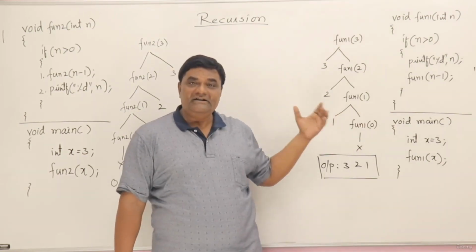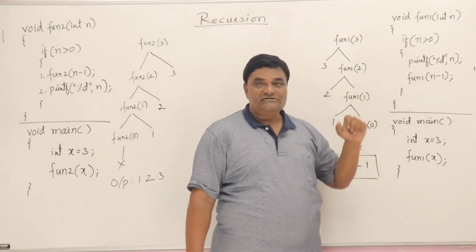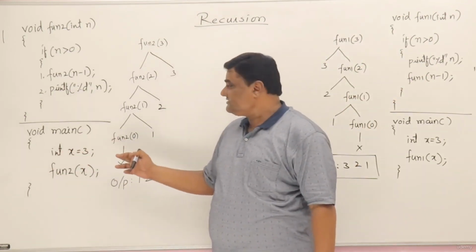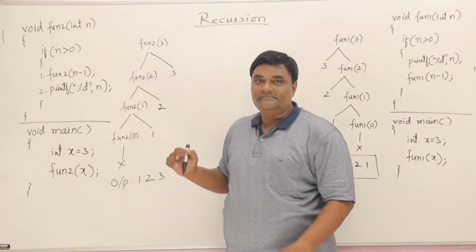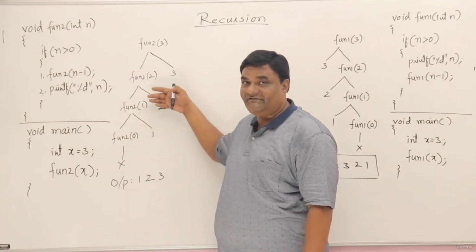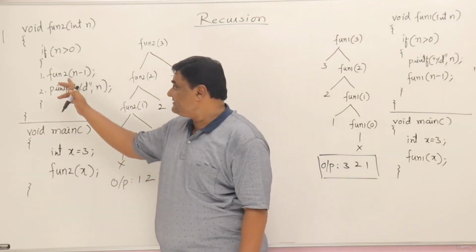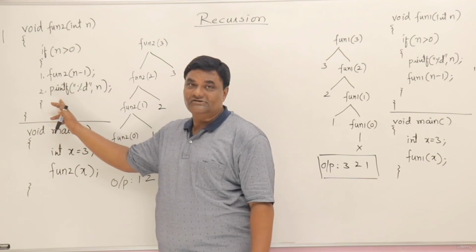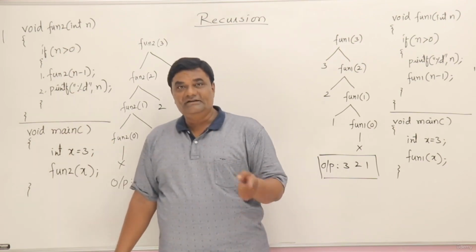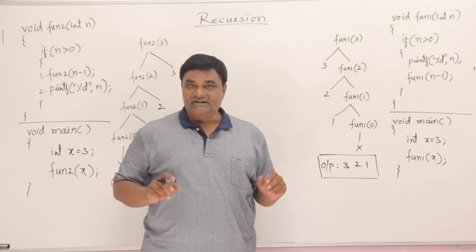So here printing was done at calling time. Before the function is called, printing was done. But here printing is done at returning time, when the function is returning to the previous call. So at the returning time, printing is done. And the difference here is printing is done after the function call. So that portion will be done at returning time. So I have shown you the differences between them.